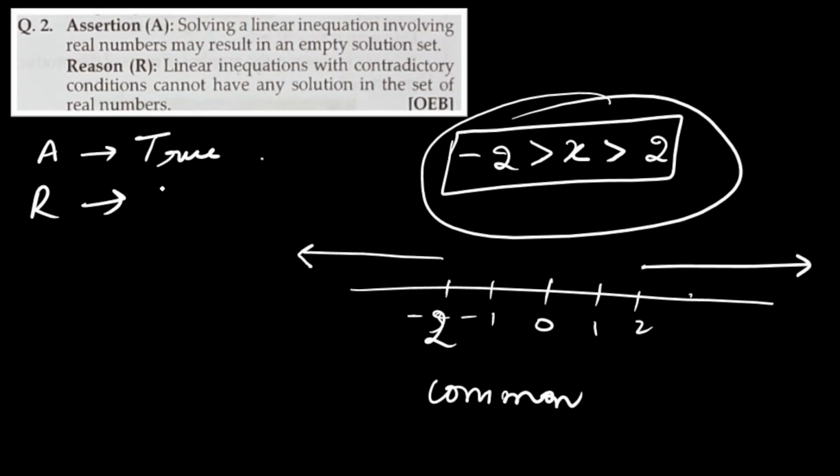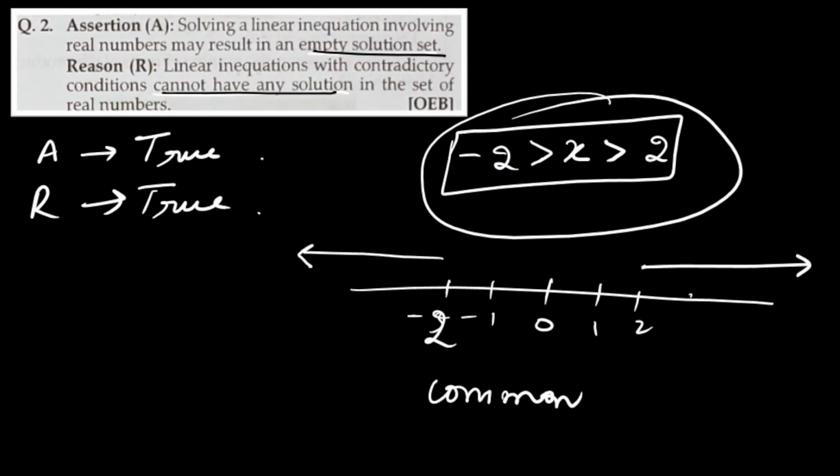What about statement R? Linear inequations with contradictory conditions cannot have any solution in the set of real numbers. Both the statements are the same only. Here also they have mentioned an empty solution set. Empty solution set means cannot have any solution. Only the wordings have changed, but both statements are the same in meaning. So R is also true. A is true and R is also true.